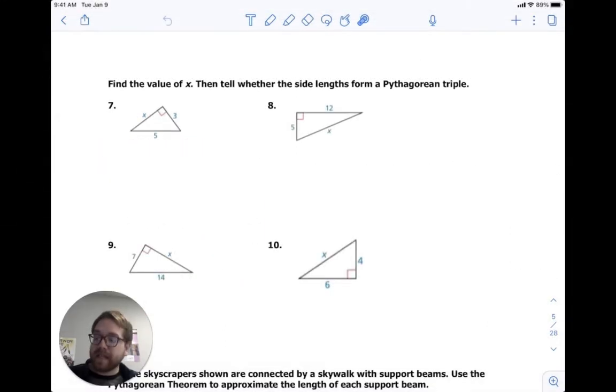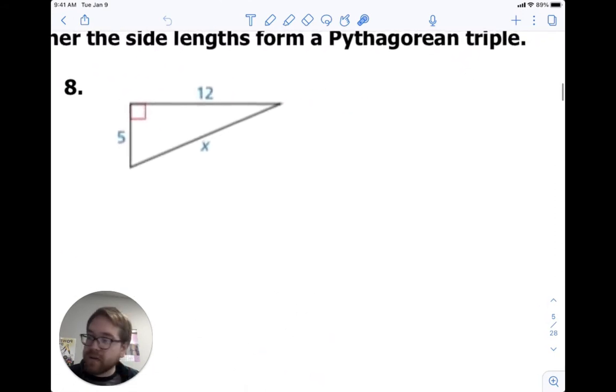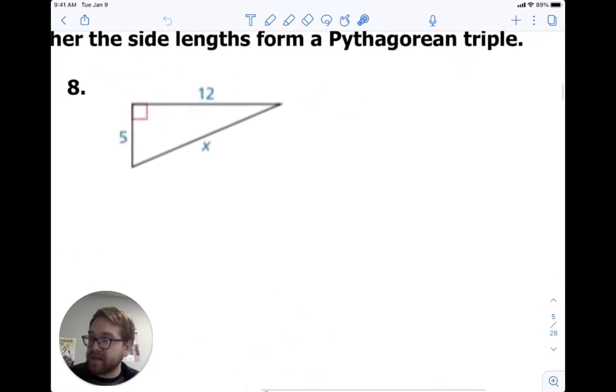So what we're looking at here is on page 5 in your note packet. And we're going to look at a couple examples where we're using the Pythagorean theorem to find an unknown side, and also to use the converse of the theorem to determine if we're looking at a right triangle. So let's look first here at number 8. And the instructions are to find the value of x, and then tell whether the side lengths form a Pythagorean triple.